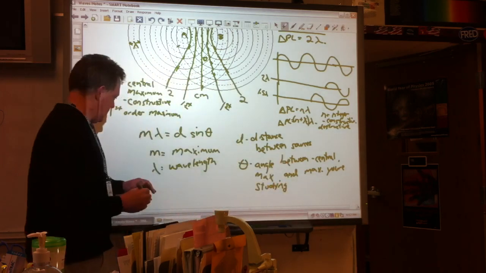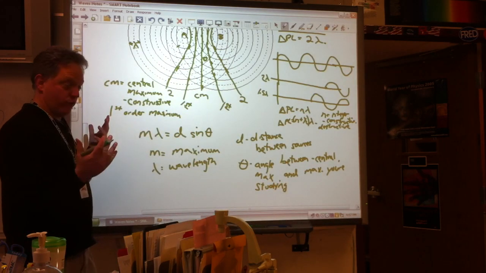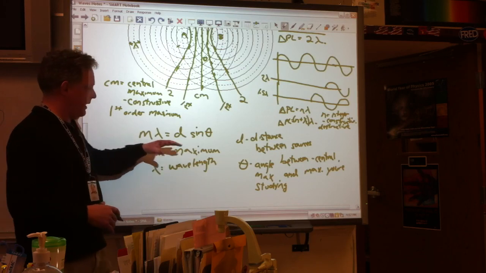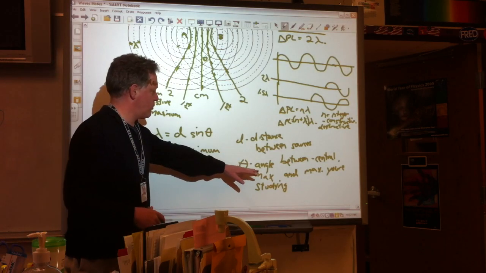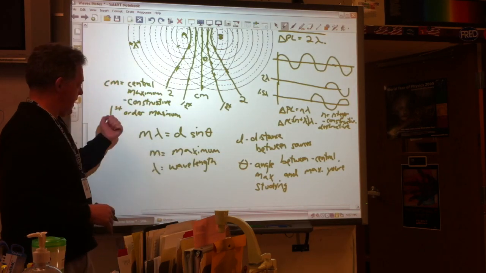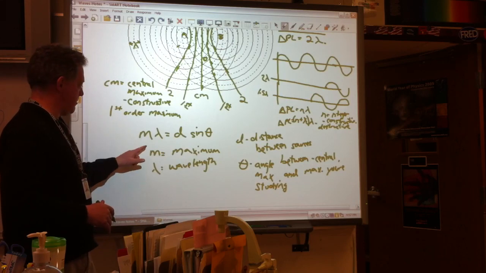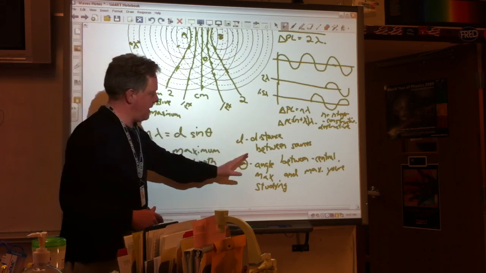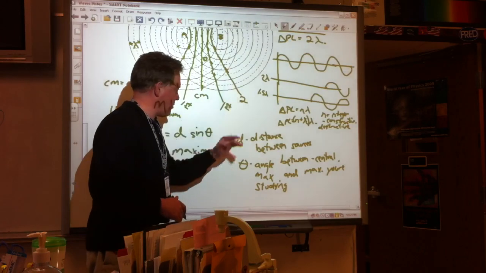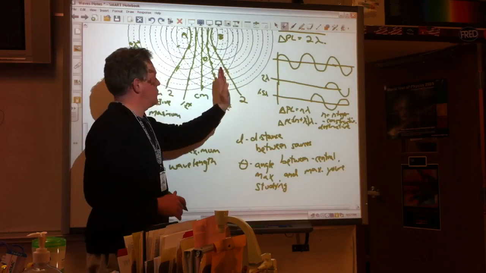So if we're doing the first order maximum, m is 1, and then theta would be the angle between the first order maximum and the central max. If we're studying the second maximum, m is 2, and theta is the angle from the central max to the second order max. So it's always from the central to the one you're studying.